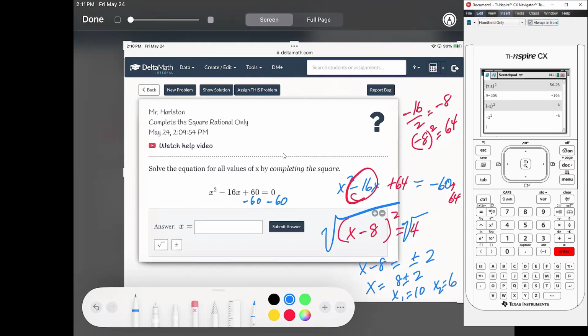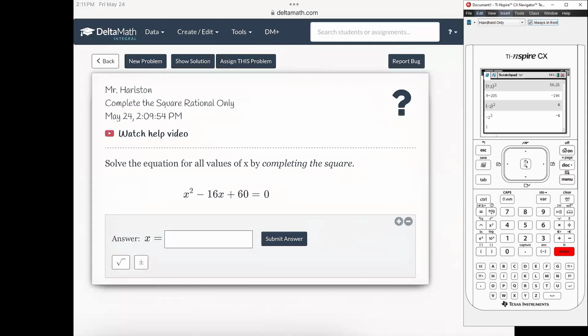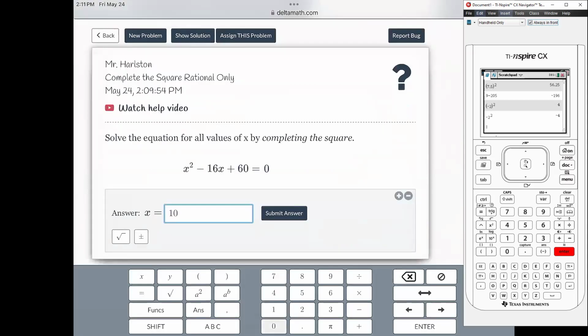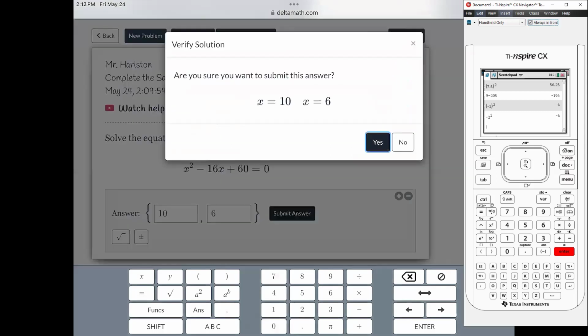Now, for these, you should try to use completing the square. But remember, since all they are interested in is the answer, you could graph these and come up with the same answer. All right, but just for practice, you should try using completing the square. So the 2 answers are 10 and 6. So let me go there and I'm going to say 10. And then where's my other solution? My other solution is 6. Submit it. And very nice.